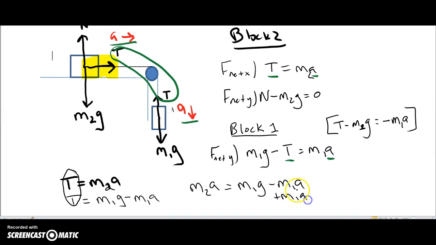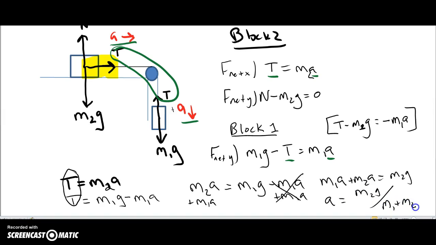Do a little algebra here. Add M1A to both sides, so that cancels that out. And I'm left with this. M1A plus M2A equals M2G. And factor out an A, and we're left with this. The value for acceleration. That is how you solve a two-body problem.